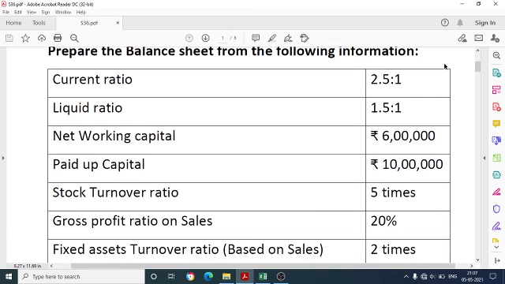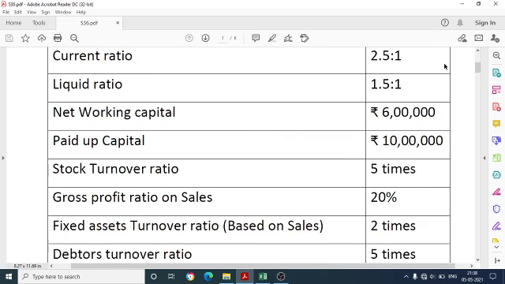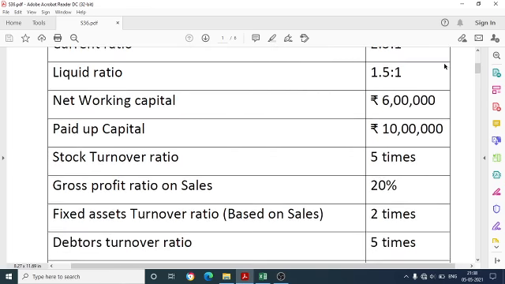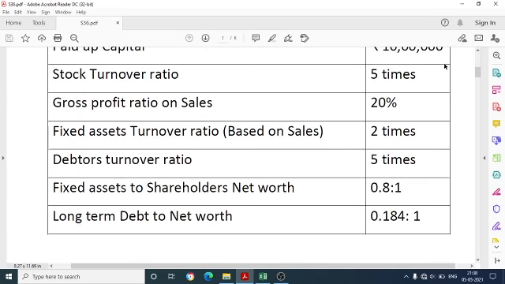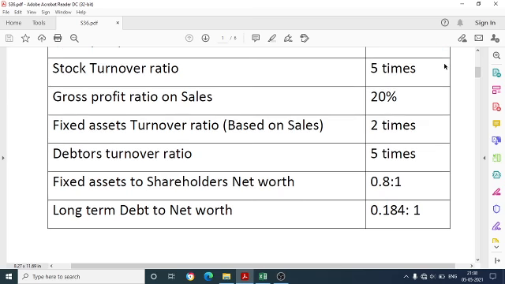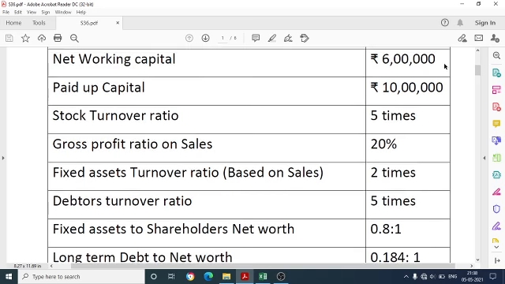Current ratio is given 2.5, liquid ratio 1.5, net working capital 6 lakh, paid up capital 10 lakh, stock turnover ratio is 5 times, gross profit turnover ratio or gross profit ratio 20%, fixed asset turnover ratio on sales 2 times, debtors turnover ratio 5 times, fixed assets to shareholders net worth 0.8, and last one is long term debt to net worth. So now first we will analyze the problem.